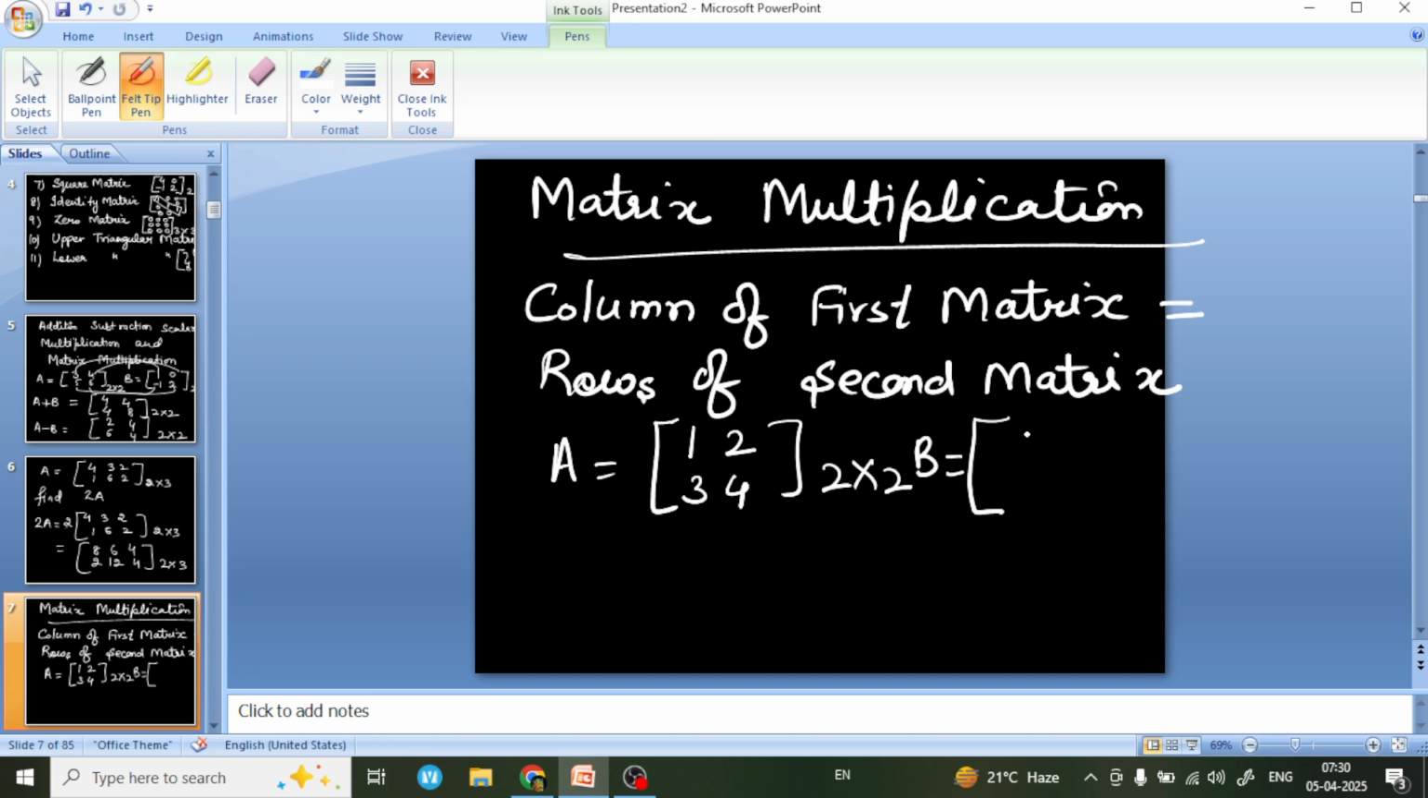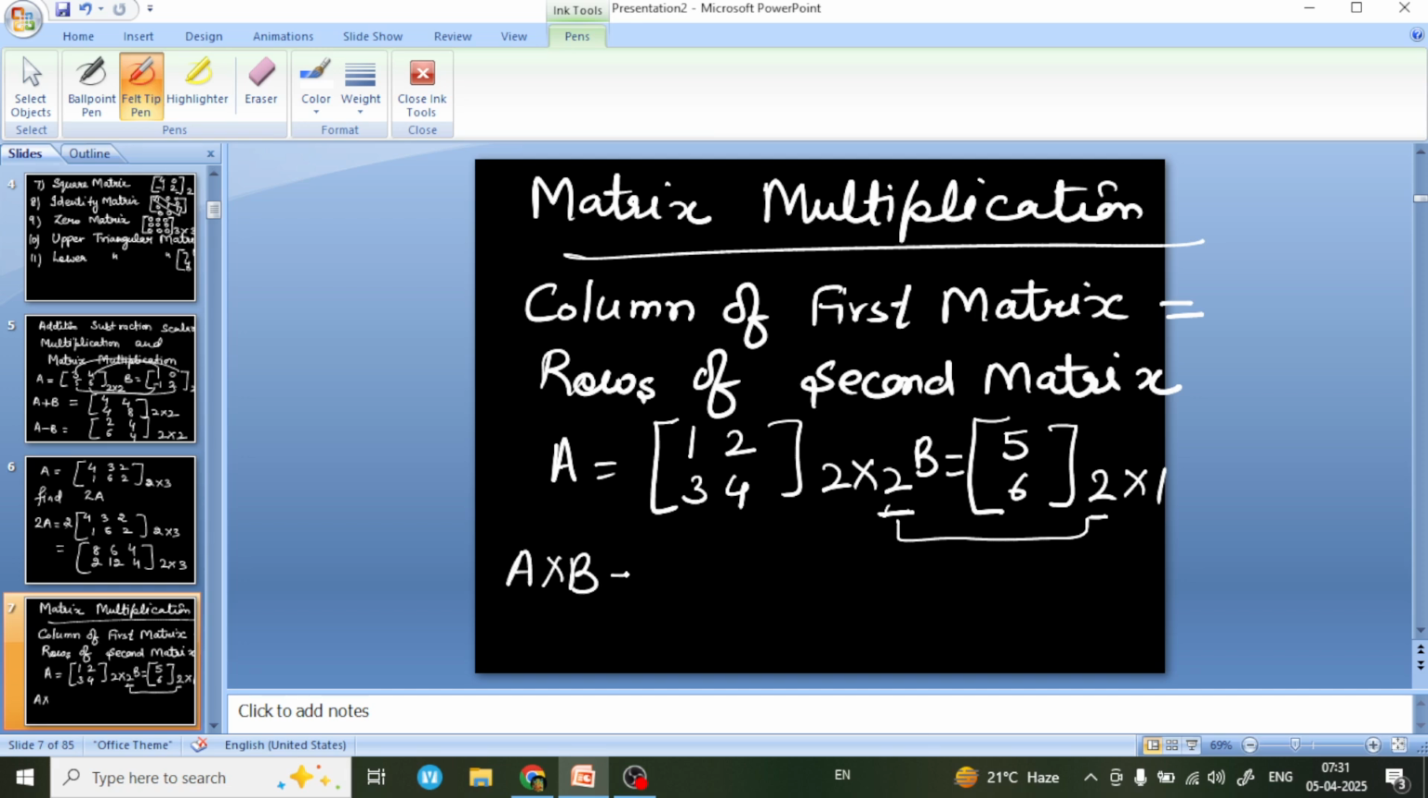You have to keep in mind that the column of the first matrix should be equal to the row of the second matrix. Here, 2 into 1: its columns and its rows are equal, so that's why we can implement matrix multiplication.